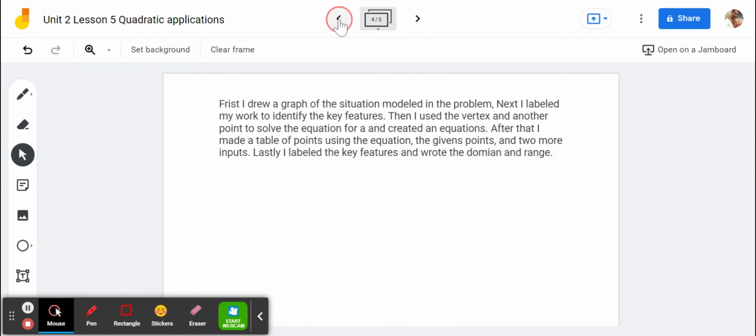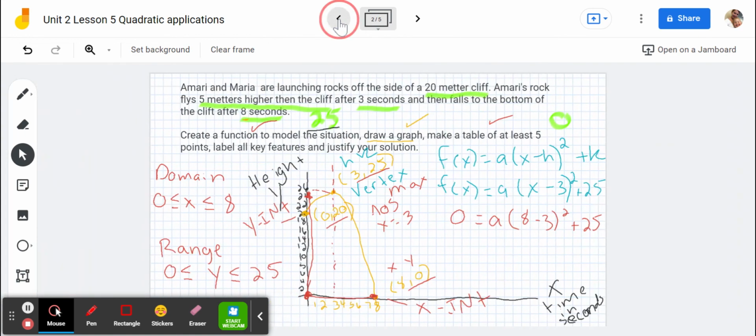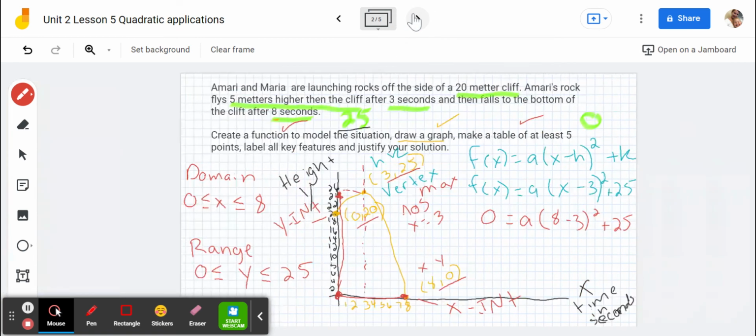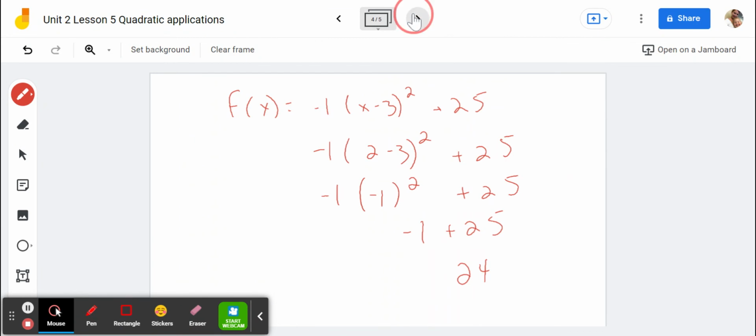Perfect. What else do we have to do on here? What else is it asking us? All right, so we did this, right? So let's go ahead and check that one off. Explain why you chose an operation. I think we did this in our explanation. Explain how you know your answer is correct. Okay, that's something we can look at. Explain how I know my answer is correct.